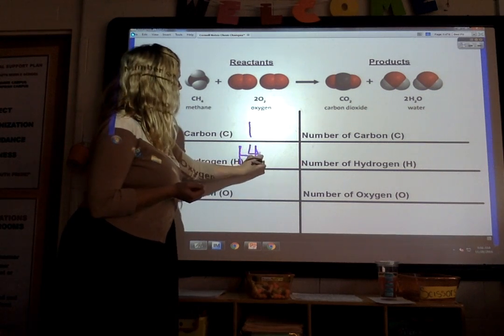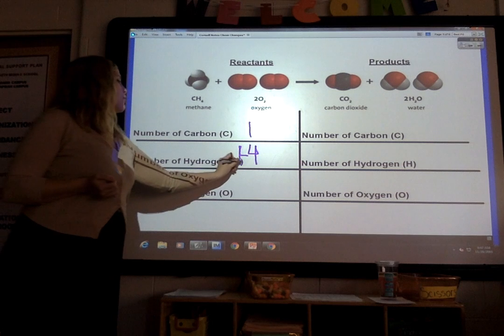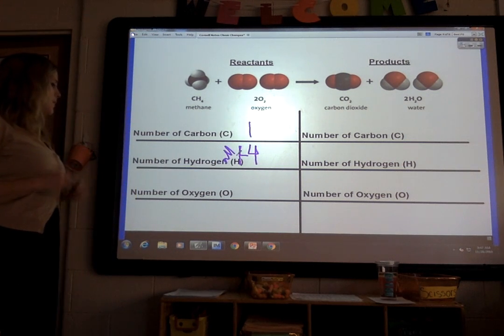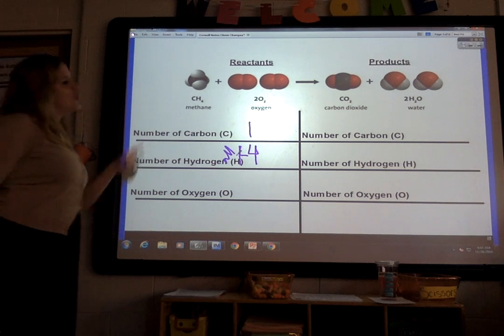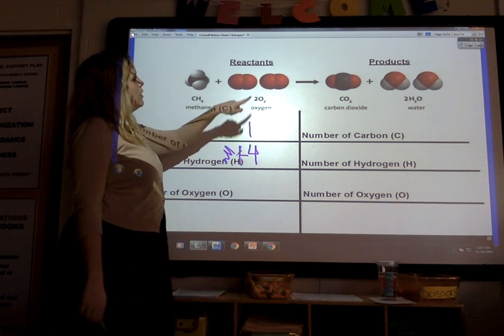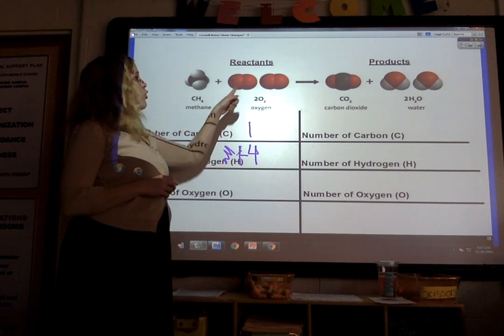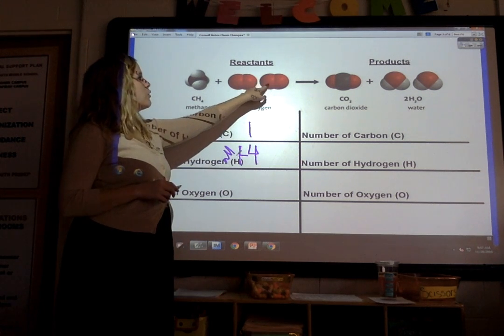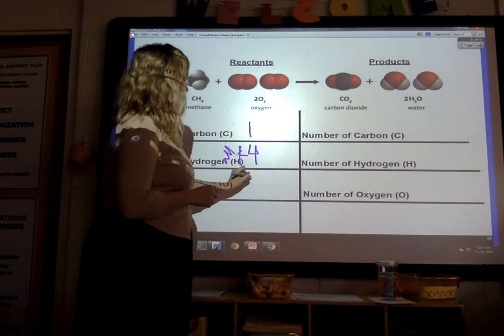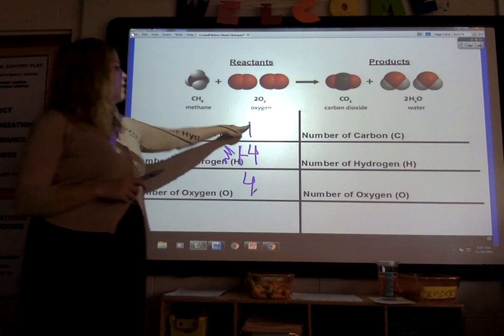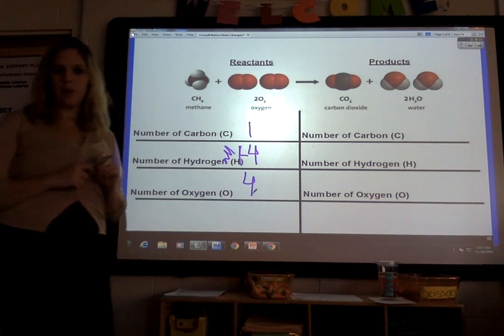Wait, let me just do it that way. Ignore that because this board's being awful. The number of oxygen. You have 2 molecules of O2, oxygen. So totally you have 1, 2, 3, 4 oxygen atoms. So 1, 4, and 4. Okay?